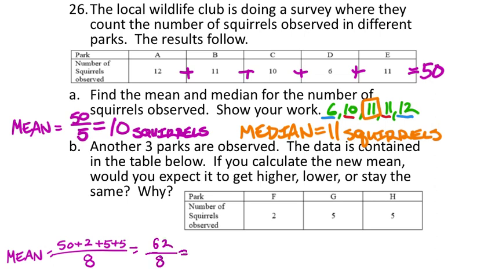And I'm going to put this in the calculator so I don't have to think about it too much. I get 7.75. So just like we thought it would, because these numbers are lower than the current mean, we get a lower value. So this is 7.75 squirrels. And what does 0.75 squirrels look like? I don't know. But if you were anticipating looking at squirrels in the future at parks, then it looks like you'd expect to see around 7.75 based on this information.